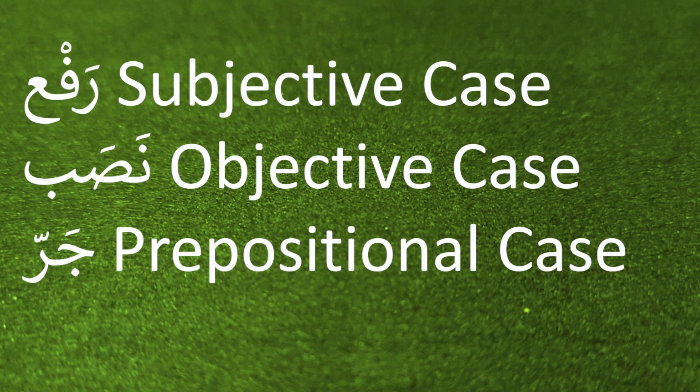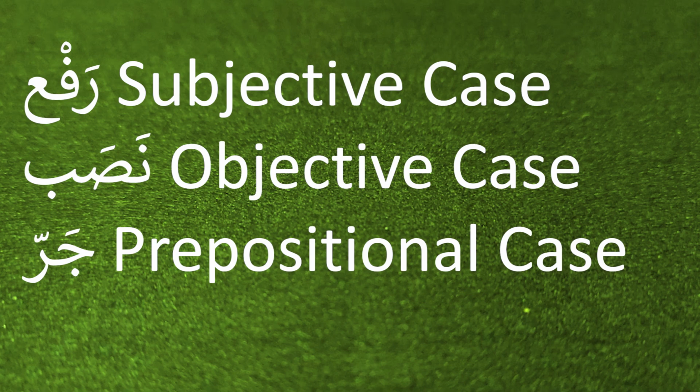Next is Rafa, Nasab, and Jar. Rafa means subjective case. And then there is nasab. Nasab is objective case, and jar is prepositional case.